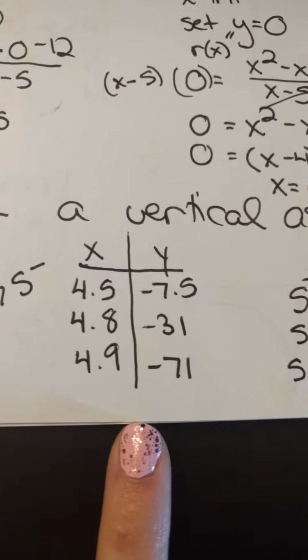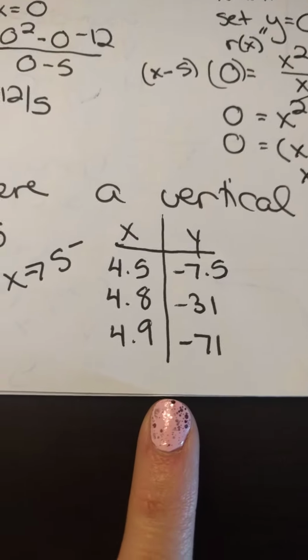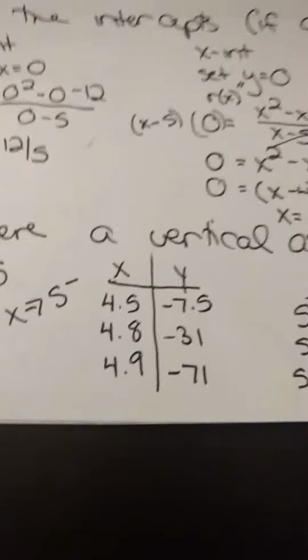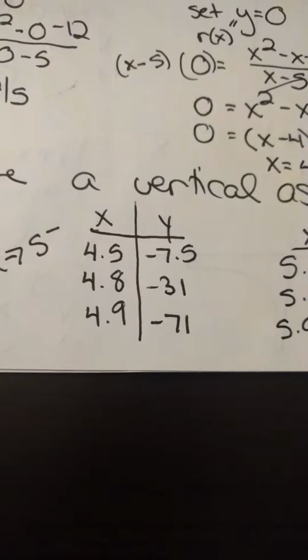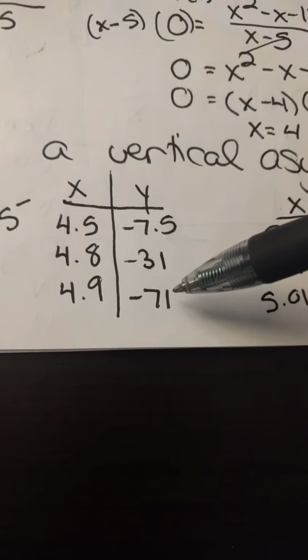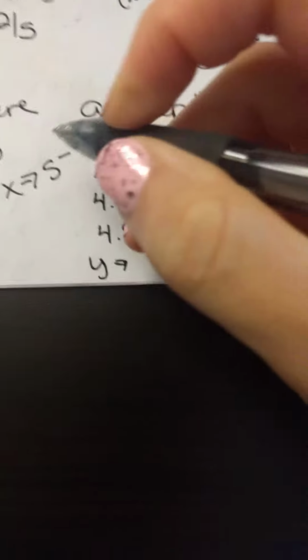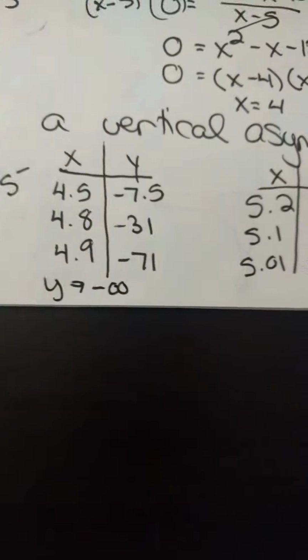I went ahead and filled in my chart for the values as x approaches 5 from the left. As you can see, as x approaches 5 from the left, the y values are heading more and more negative. So this tells me that as x is approaching 5 from the left, y is heading towards negative infinity.